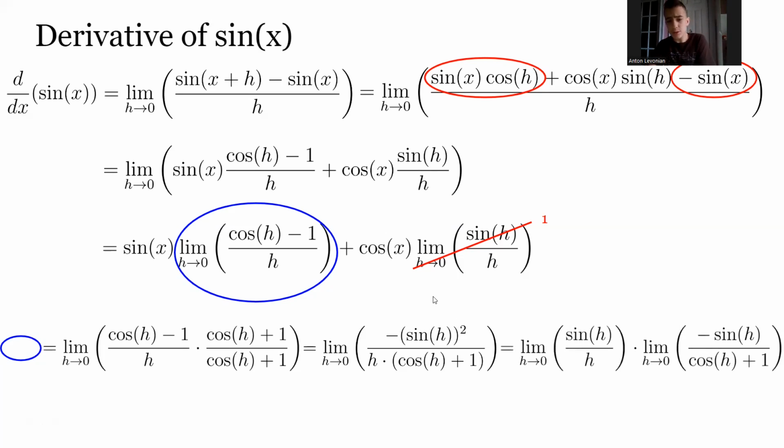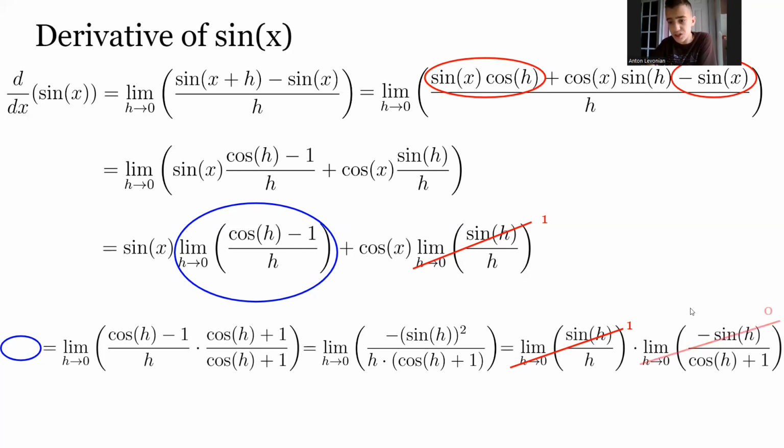Then we can split this into two limits. Since sine of h squared is just sine of h times sine of h, this first limit is the same thing as this limit right here, that's 1. And then this limit is no longer an indeterminate form, because in the numerator you have 0, and in the denominator you have 1 plus 1, which is 2.